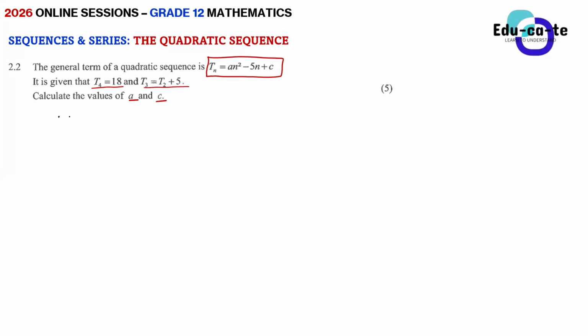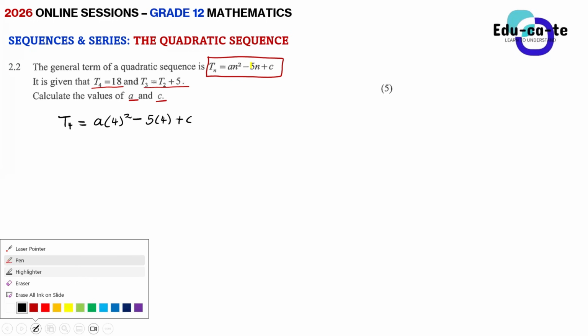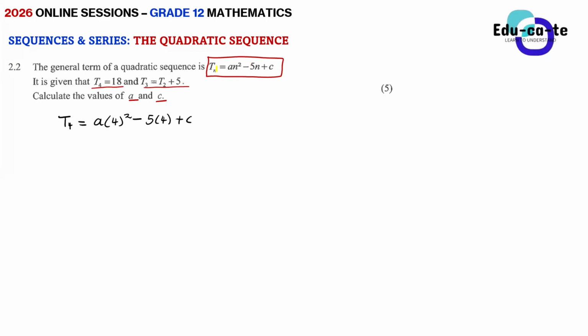For the general term, T4 equals a, and instead of n, I just substituted 4 into each and every term in this equation. Therefore, I found 16a minus 20 plus c is equal to 18. Since we are given this general term an squared minus 5n plus c, we can substitute 4 where there is n because it's the position of term number 4. If you simplify this, what did you get, Sam? 16a minus 20 plus c. It's equal to 18.